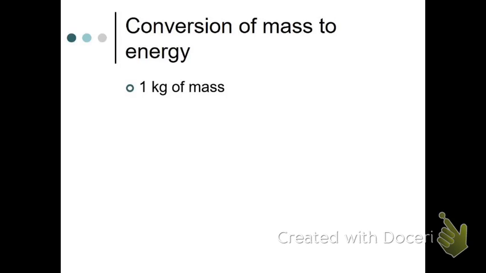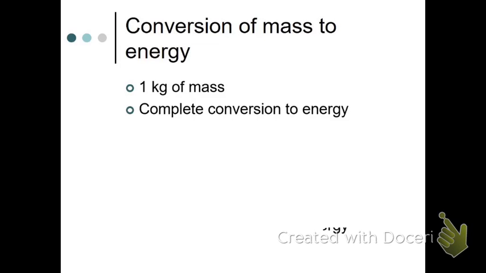And just to provide some kind of context here, we can take an example of 1 kilogram of mass of any substance. If all of that is converted to energy, again using the equation E equals mc squared, we would generate 9 times 10 to the 16th joules.